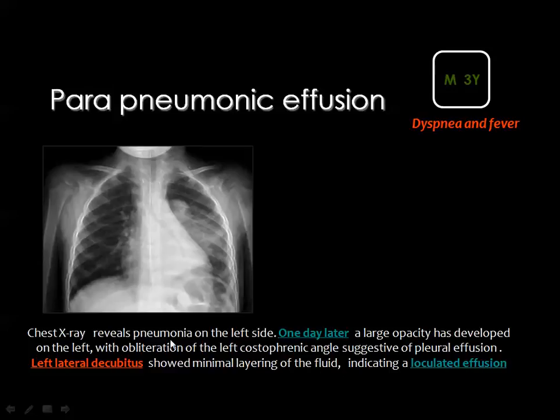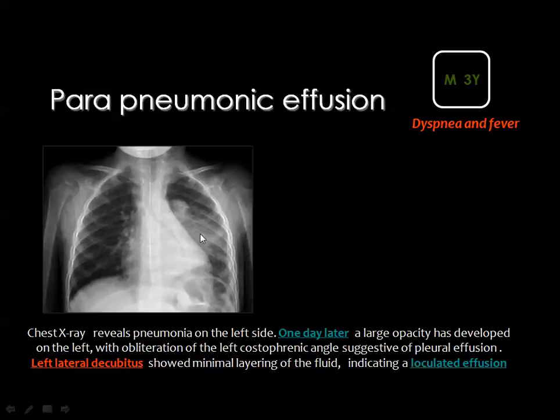Then look at this case. This is a male child with a consolidation in the left lung. And if you look carefully, you can see the cardiac border through the opacity. That's to say this opacity is not adjacent to the heart.